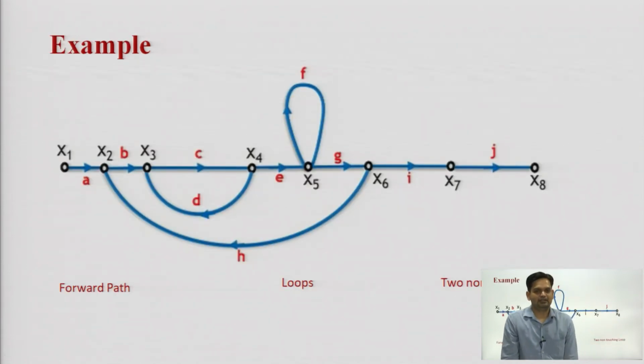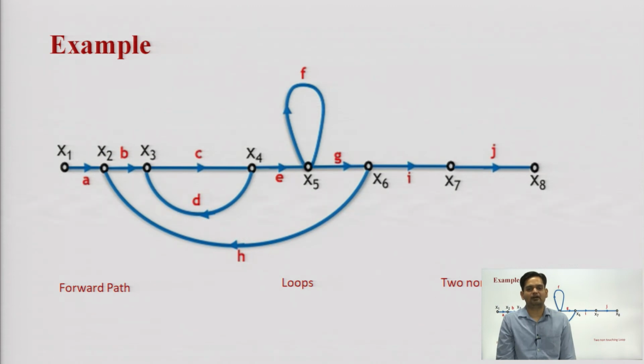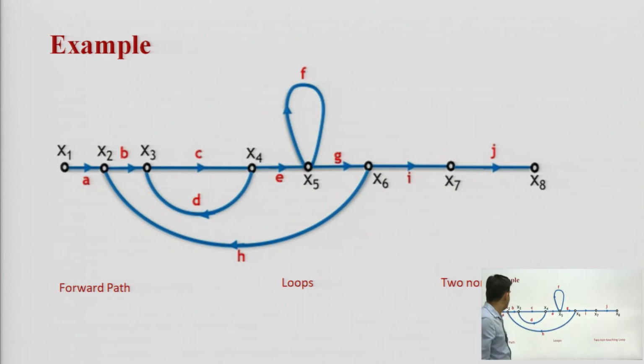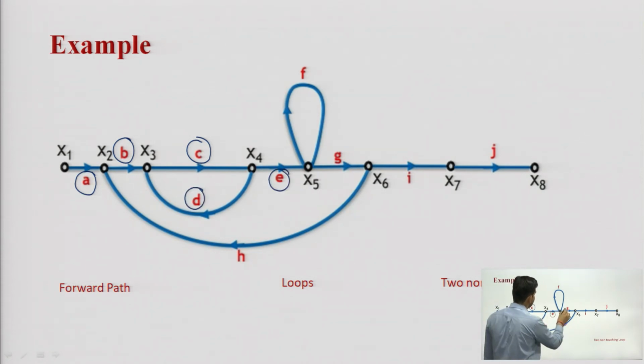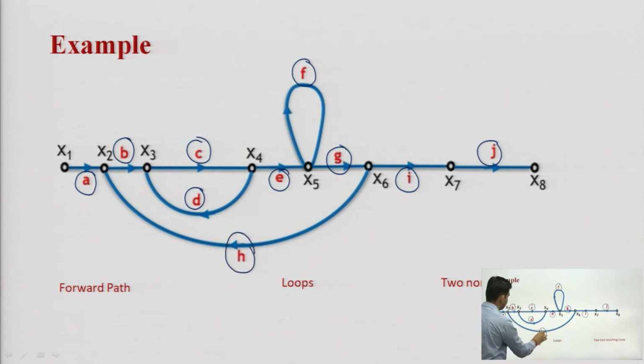Now, this is the example that we can take. Here x1, x2, x3, x4, x5, x6, x7, x8 are the nodes. Here I am assuming the value of the signal is unity, and between x1 and x2 the gain is A, between x2 and x3 the gain is B, x3 and x4 the gain is C, then the x4 to x3 feedback gain is D, then x4 to x5 the gain is E, then the self loop gain is F, then the gain is G, gain is I and J, right, and again our feedback would be H.